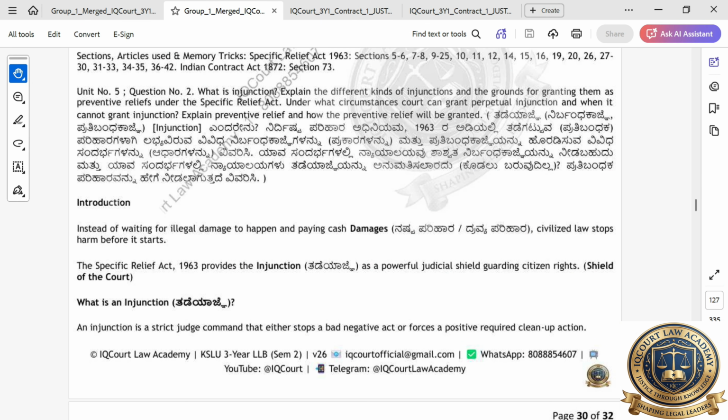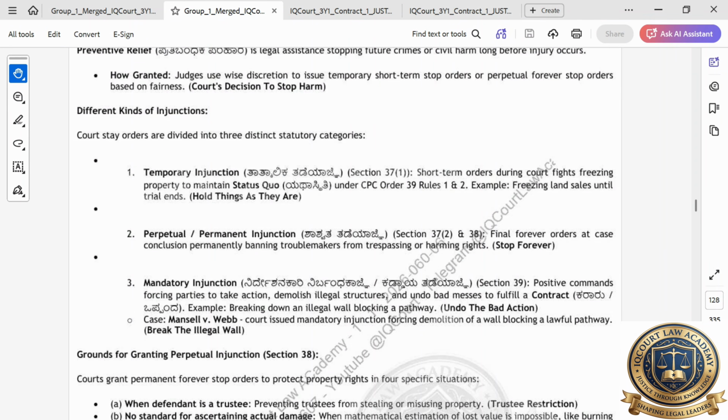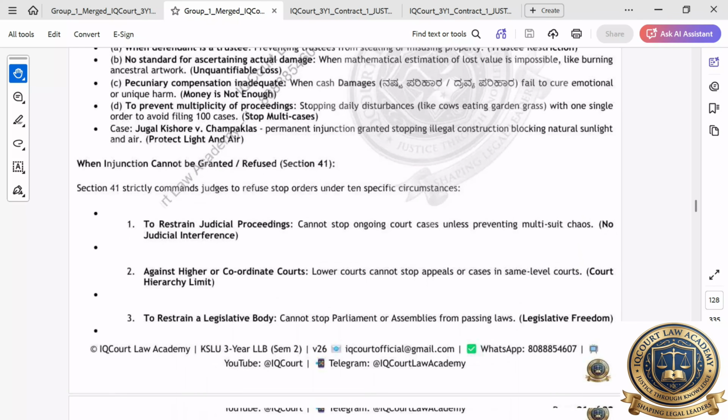That is the injunction. That's all, very simple. Common sense. You have to know temporary injunction, permanent injunction, and mandatory injunction, meaning you are bound to do it immediately. That's it. Very simple, very easy question.